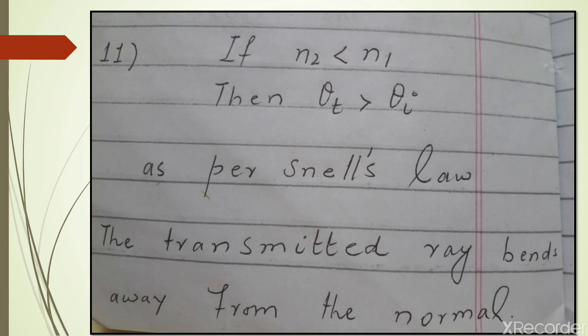We consider another case. If n2 is less than n1, then according to Snell's law, the angle of transmission will be greater than the angle of incidence. And if the angle of transmission is greater than the angle of incidence, then the transmitted ray bends away from the normal.